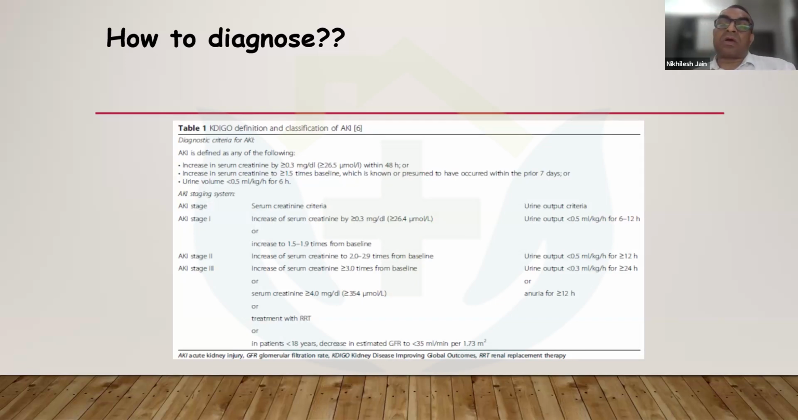For stage 2, it is less than 0.5 mL per kg per hour for more than or equal to 12 hours. For stage 3, you have less than 0.3 mL per kg per hour for more than or equal to 24 hours, or the patient is frankly anuric for more than or equal to 12 hours.